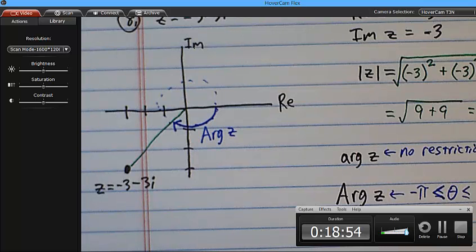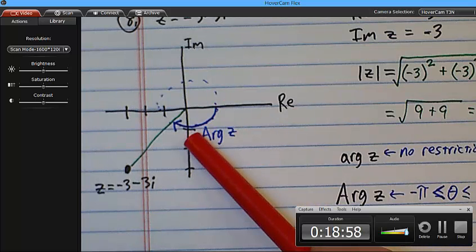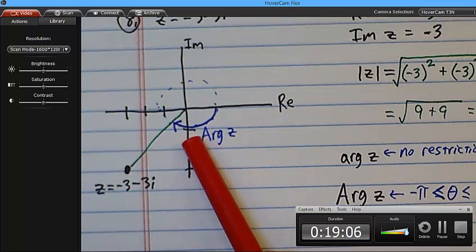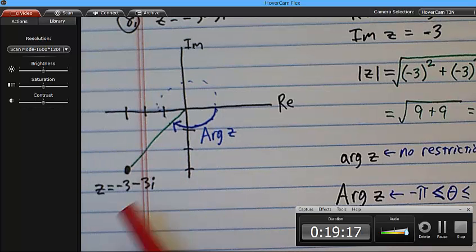Here's what I mean by that. Let's say I just rotated until I hit the imaginary axis. How far have I gone by the time I get to this black line right here? Yeah, negative pi over 2. Negative 90 degrees, right? And then when I go from the black line to the green line, how much farther have I rotated? Another negative pi over 4.